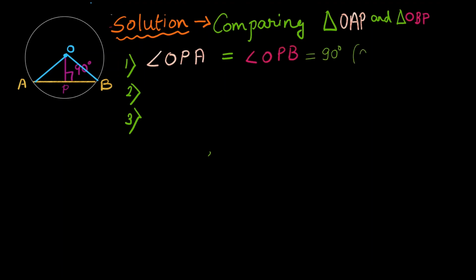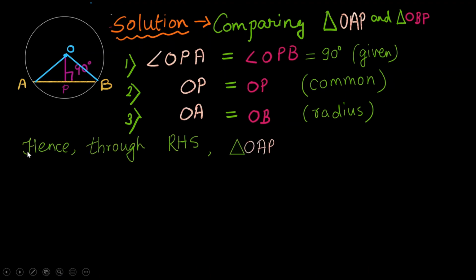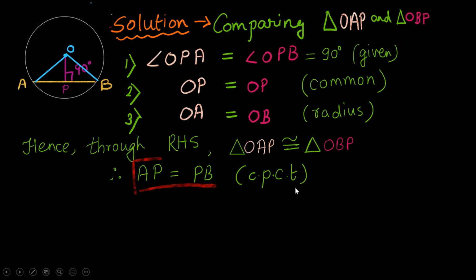It is given, right? The second thing is that OP will be equal to OP. It is a common side of the two triangles. The third thing we can write is that OA is equal to OB. Why? Because they are the radii of the same circle. So using which property? We can say that using the RHS property, triangle OAP is congruent to triangle OBP. And through CPCT again we can say that AP is equal to PB.